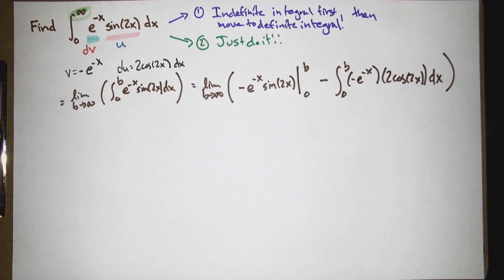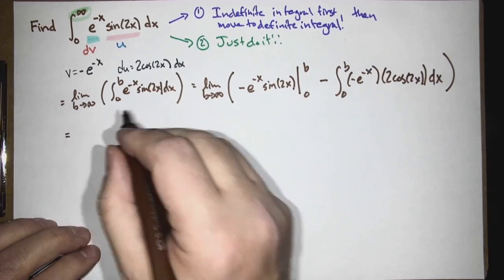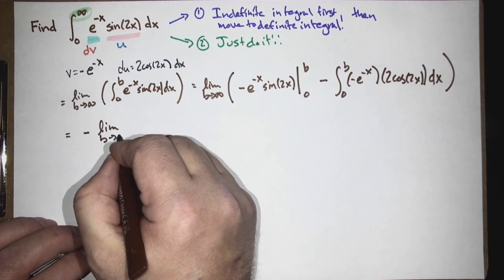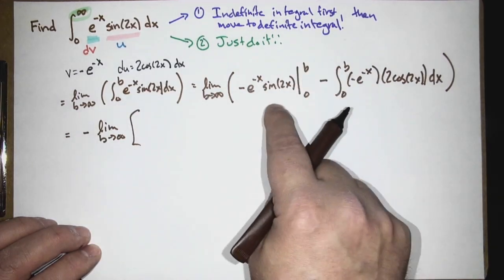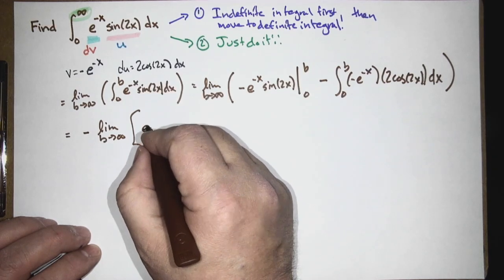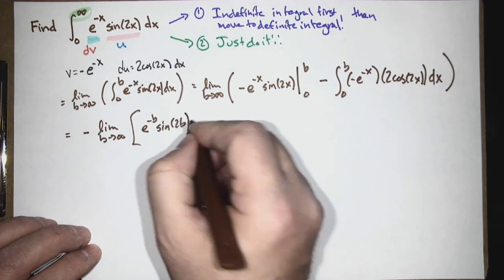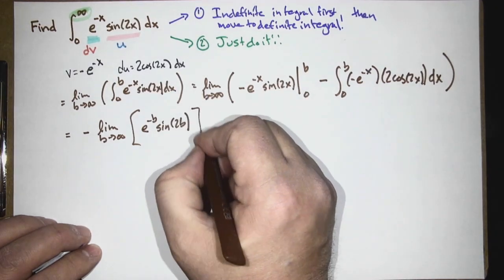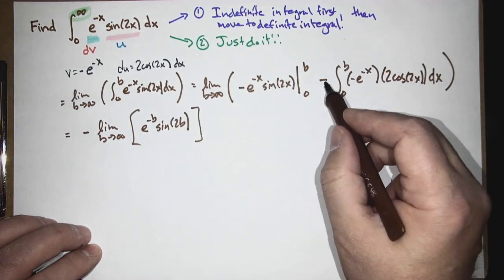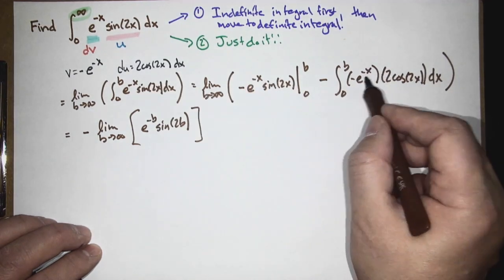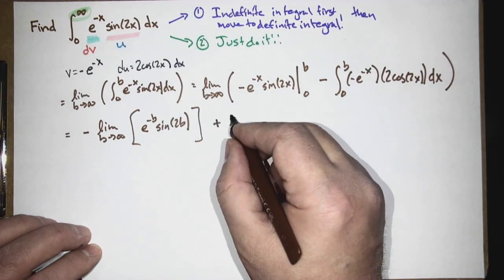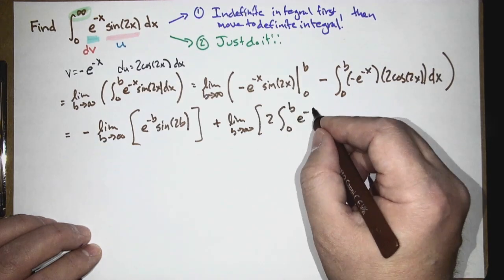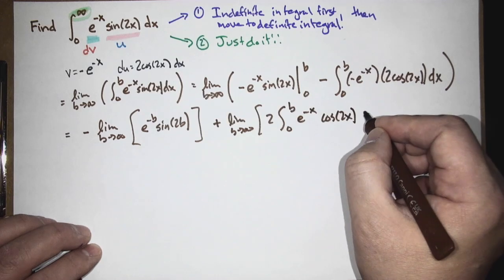All right. Well, we can break this limit up because limits break up nicely over addition if the individual pieces work. So I suspect they will. So this is the limit as b goes to infinity. And now let's do our quick evaluation. We can plug in b: e to the minus b sine of 2b. What happens when you plug in 0? You get 0. Sine of 0 is 0. Okay, that's from this part. Now here, we'll say, well, minus, minus, and a 2. So that's a plus 2. So plus the limit as b goes to infinity of 2 times the integral from 0 to b of e to the minus x cosine 2x dx.